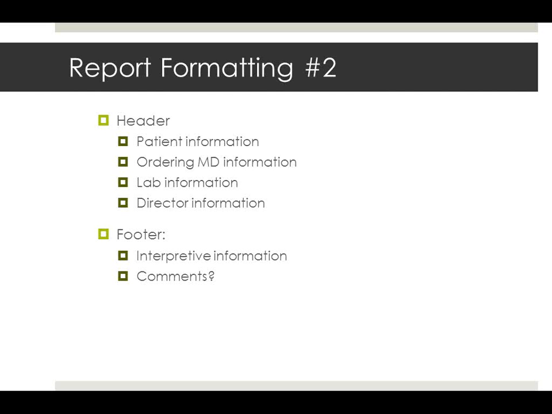Okay? In terms of, this is for paper reports, because we don't really have this in the electronic one, but the header information, which would have the patient information, so name, medical record number, date of birth, sex, all that information, the ordering MD information, the lab information, so the street address and the director's name, and the director information, as I just mentioned. Then in the footer, you might have interpretive information like what these different flags mean, and then you might footnote any comments so that it doesn't clutter up the report.